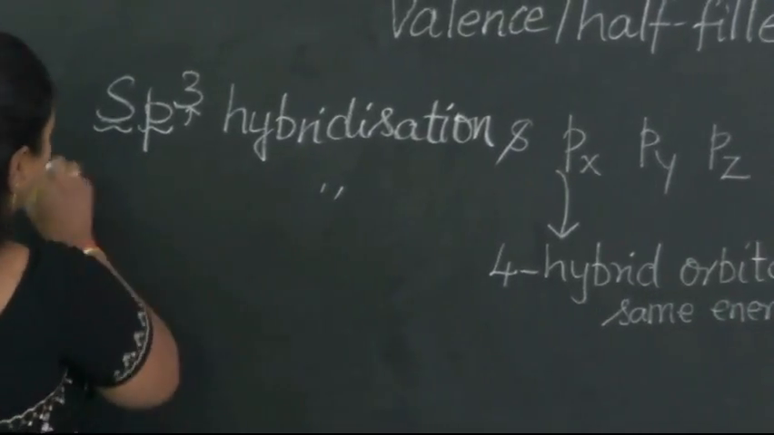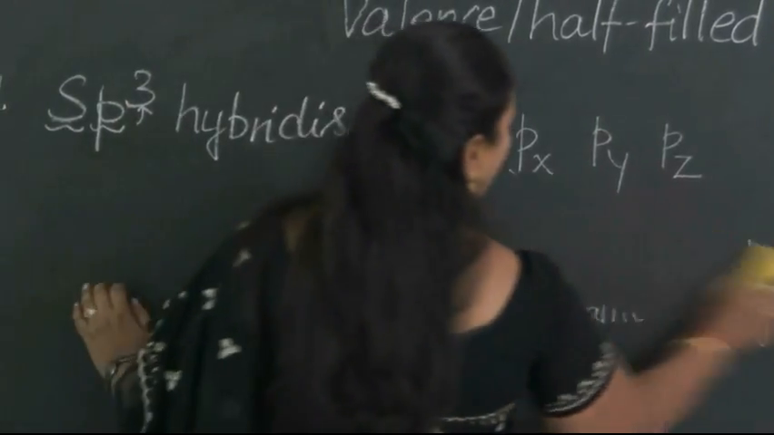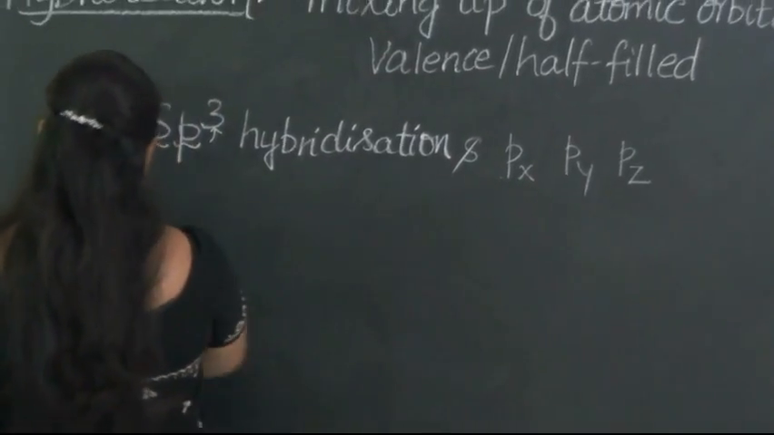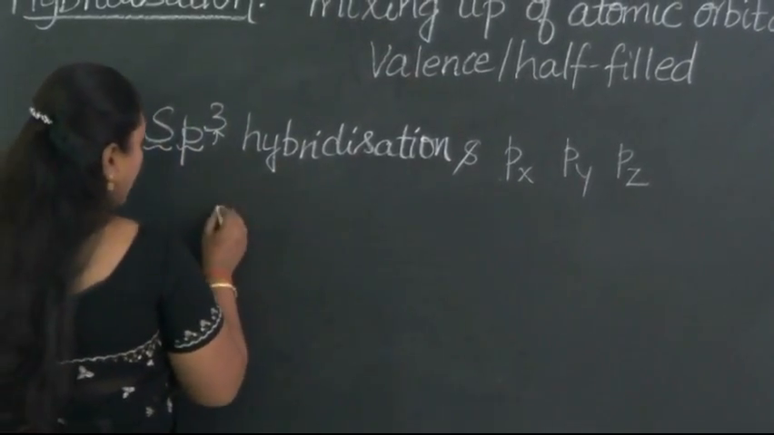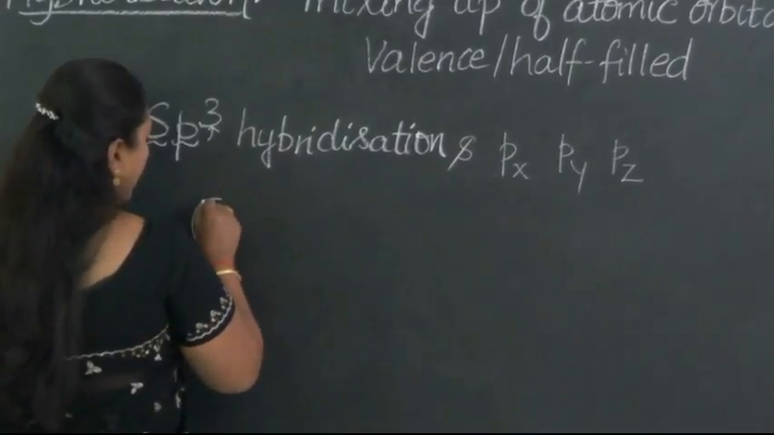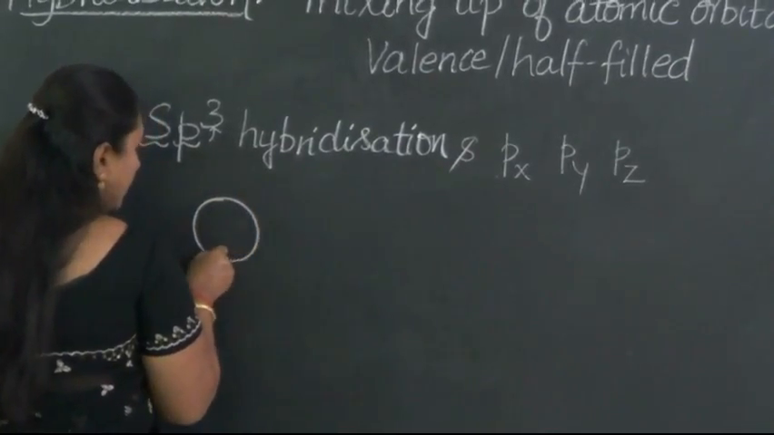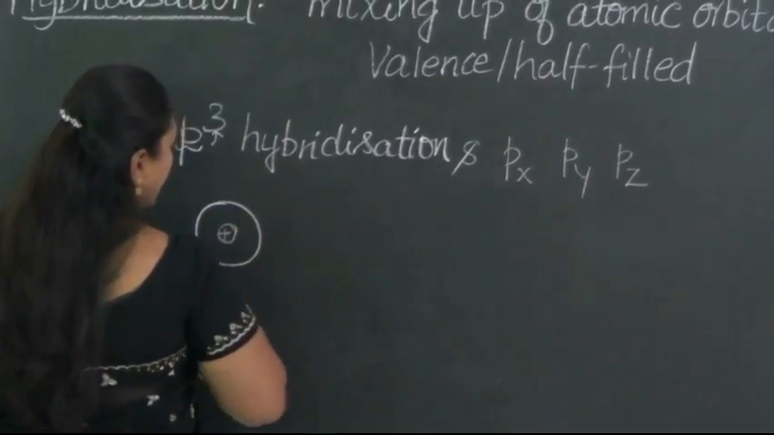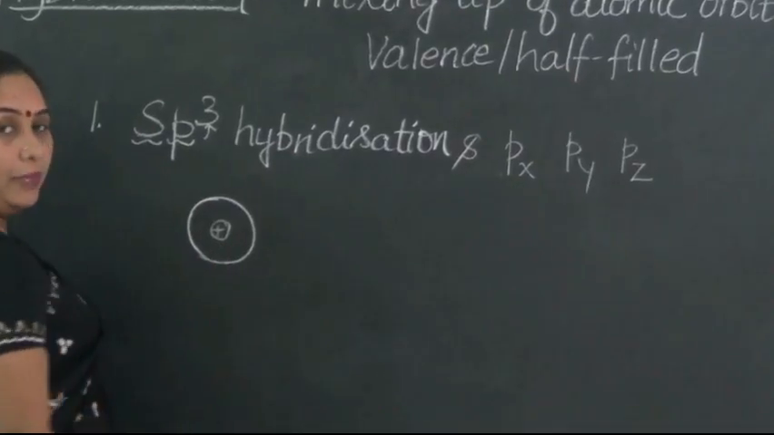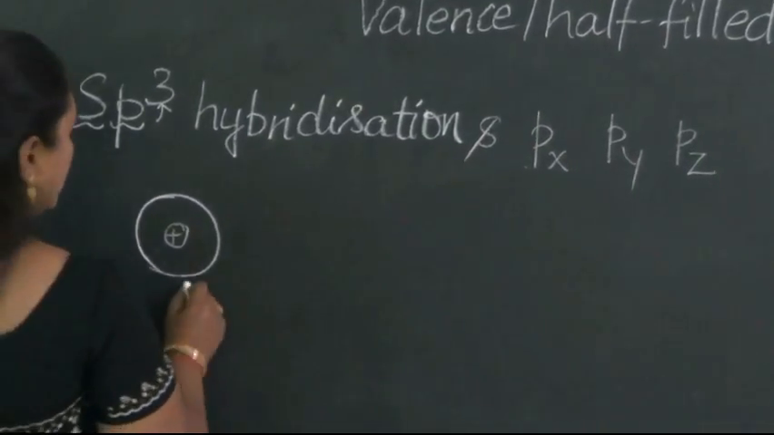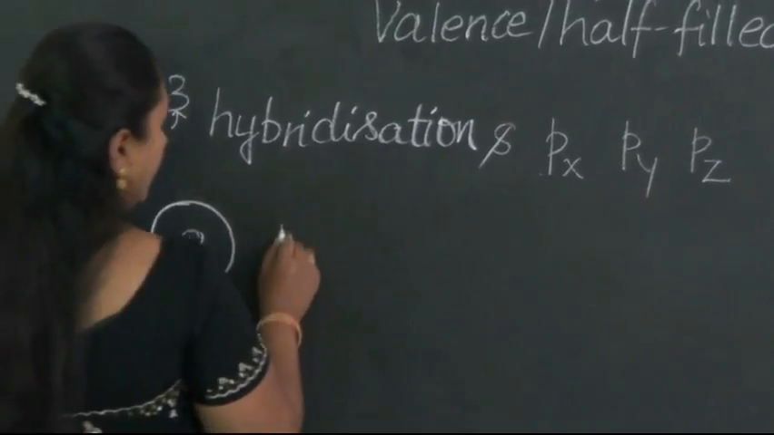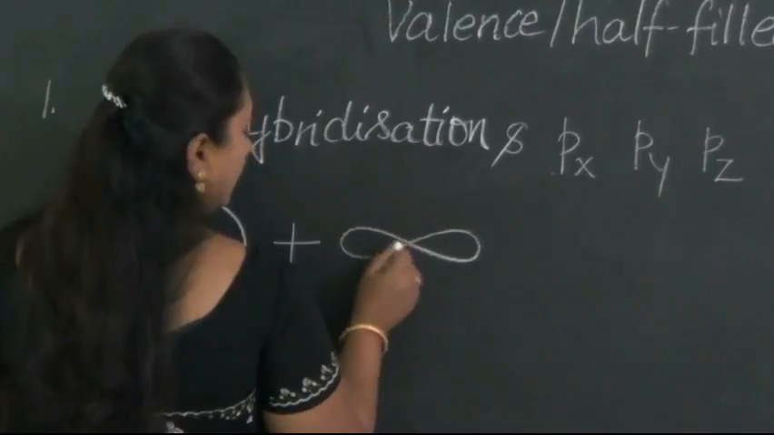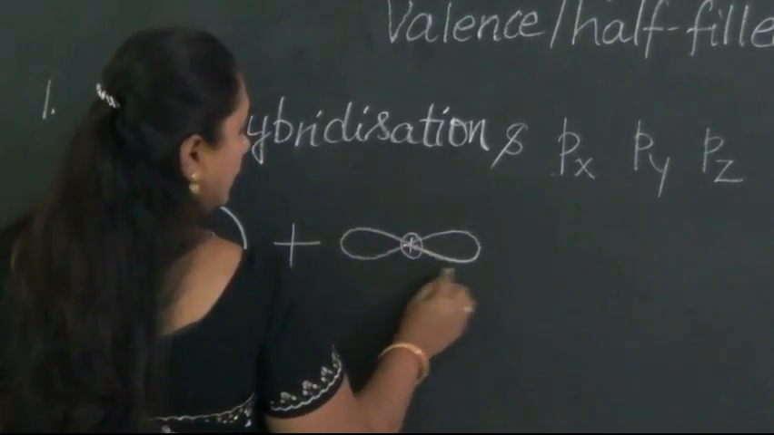Let us also learn this concept with an example. Now let us see how the mixing up actually happens. We have the s orbital. S orbital, as we know, is spherical in shape. So when we are writing in a 2-dimensional figure, this is how we can represent the spherical shape. So the s orbital is undergoing mixing up with 3 of the p atomic orbitals.